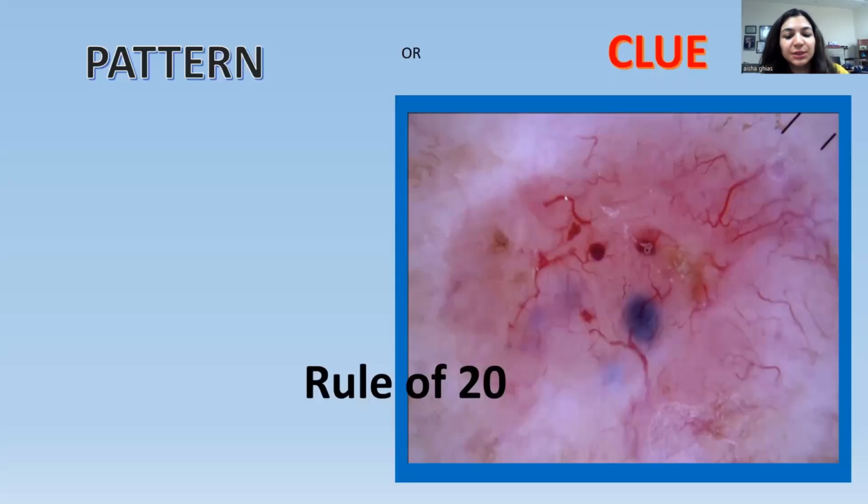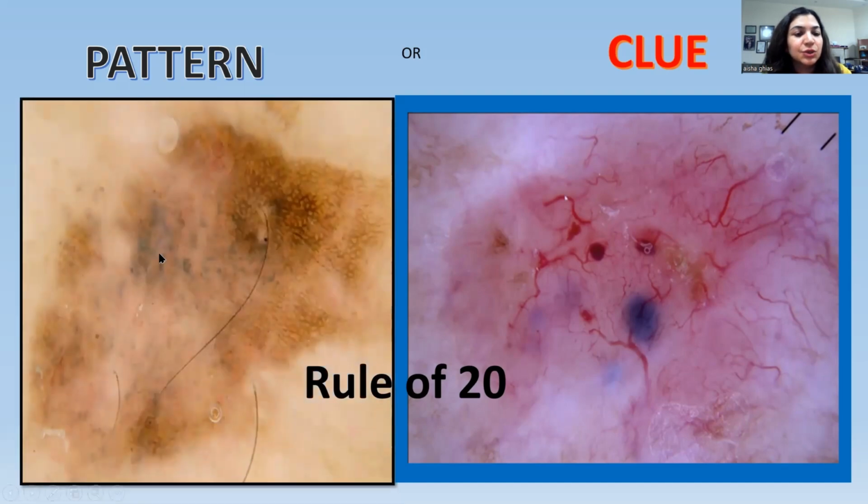Okay, so now there is another basic principle that is very much important in your interpretation of the dermoscopic images. What's a pattern and what is a clue? So a pattern is a structure that you see in more than 20% of the field which you are seeing with the dermoscope. So if you see something in more than 20%, it's a pattern. And if less than 20%, it is a clue. Yes, pattern and clue. So pattern is more than 20% and clue is less than 20%.